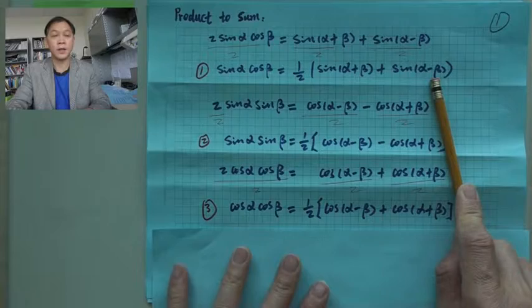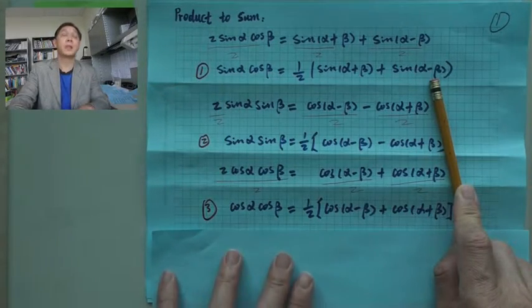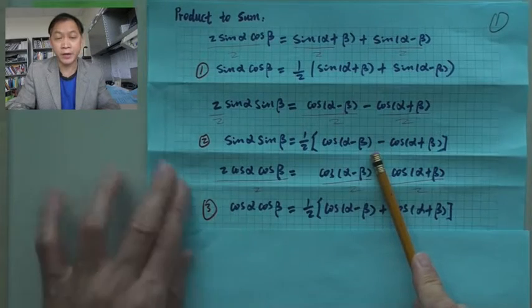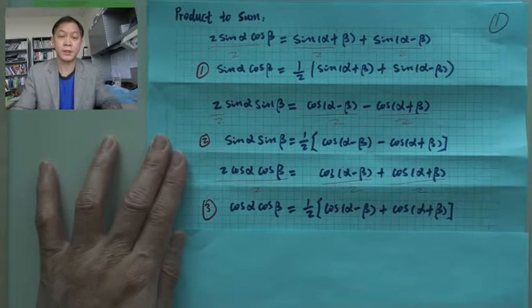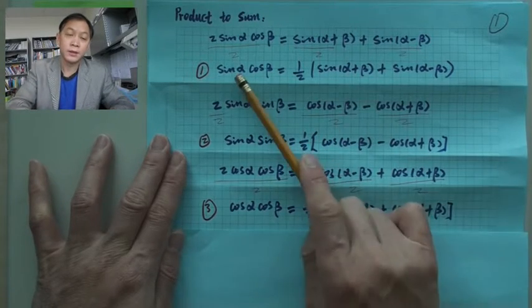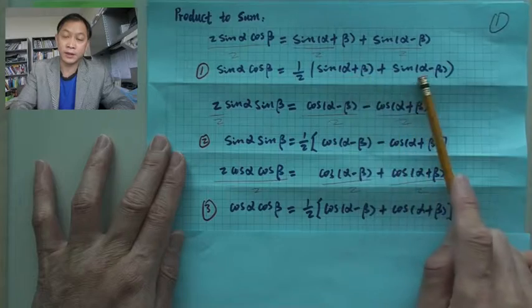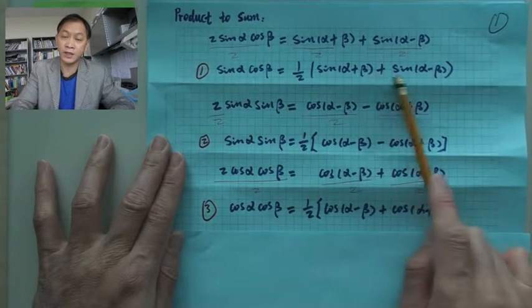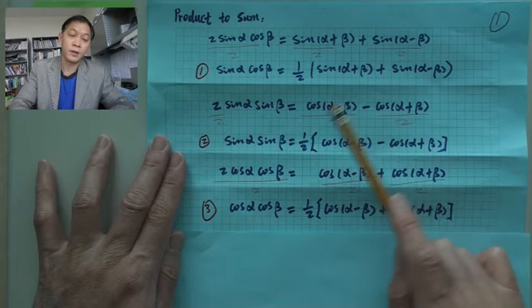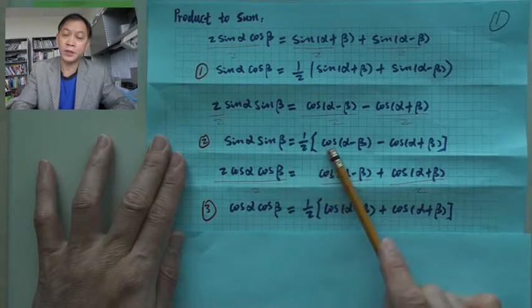Okay. Now, once we got the formulas down here, we want to compare those formulas to see how we are going to remember them. Okay. Sine alpha cosine beta, you get sine, sine. Okay. If they are different, you get sines. If they are the same, sine, sine, you get cosine.